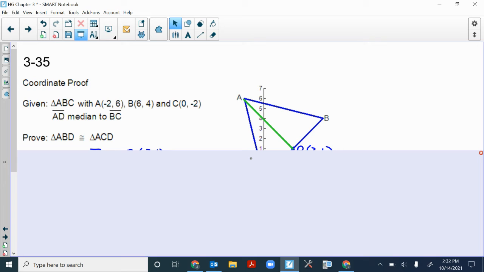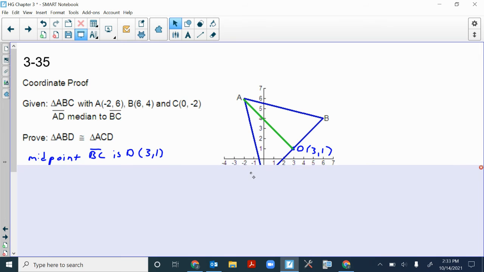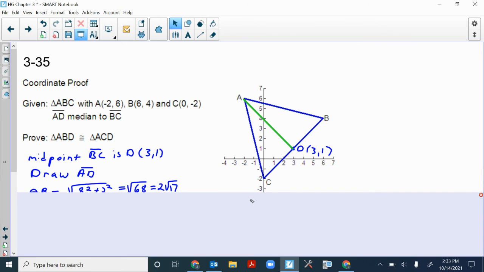So we are told triangle ABC has vertices A, B, and C at (-2, 6), (6, 4), and (0, -2). And we are told AD is a median to BC. So we want to prove that the two triangles formed are congruent to each other. The first thing we want to find is the midpoint, which we'll call point D, because we're connecting A to D. We find the midpoint, and it is (3, 1). And then we can draw in AD.